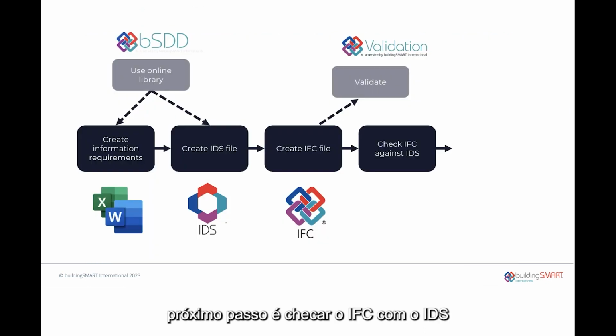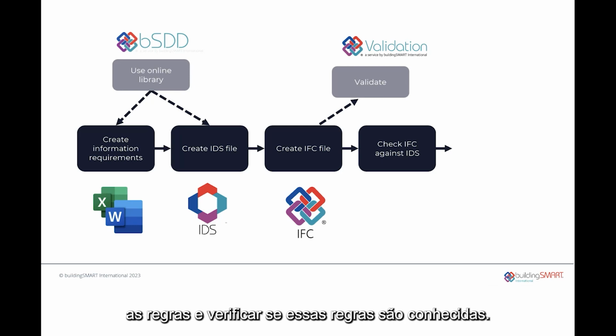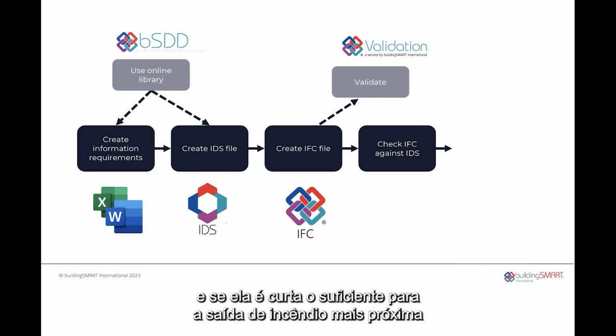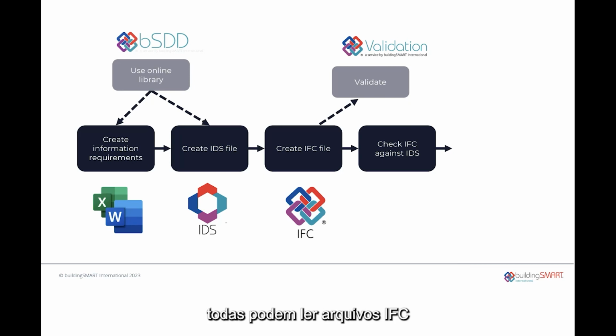So next step then is to check IFC against IDS. You can also check against your project requirements, against design requirements. We all know the software tools where you can set up rules and check if these rules are met. Is the fire extinguisher in every room? Is the flight path short enough to the nearest fire exit? All of these kinds of rules. There's a lot of software tools out there that can do that. All can read IFC. You can choose the tool that you prefer best. That's the beauty of IFC and openBIM.